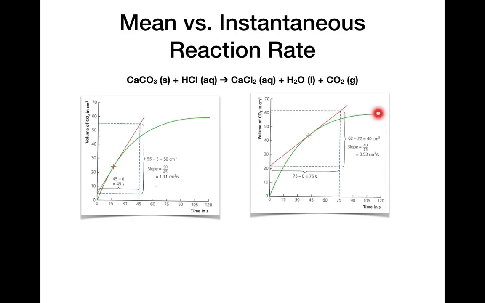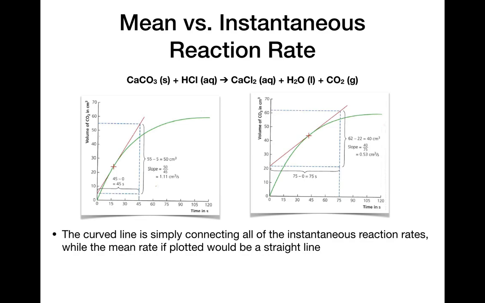The green line is the same for both of them, it's the same one. And this is showing volume of carbon dioxide produced. Remember, we measure carbon dioxide for this reaction. It's the easiest way to measure reaction rate because the calcium chloride is dissolved in the water, and the calcium carbonate is a solid that, once you mix it, is hard to separate to see how the mass is reducing, so we use the gas.